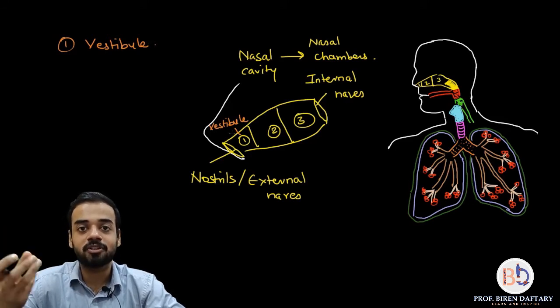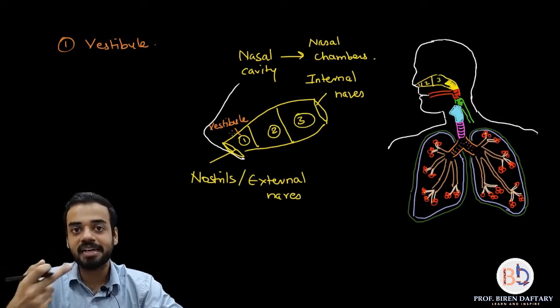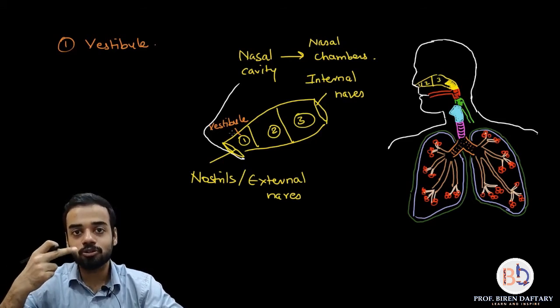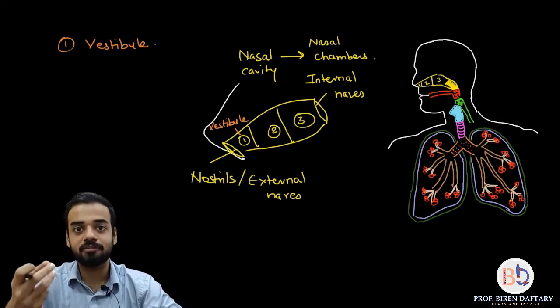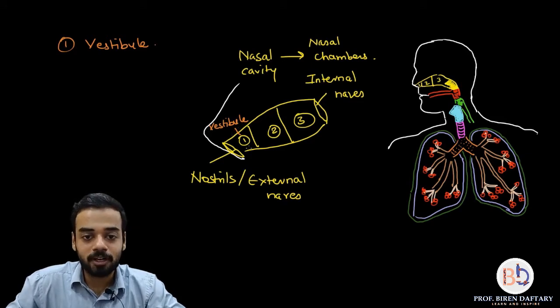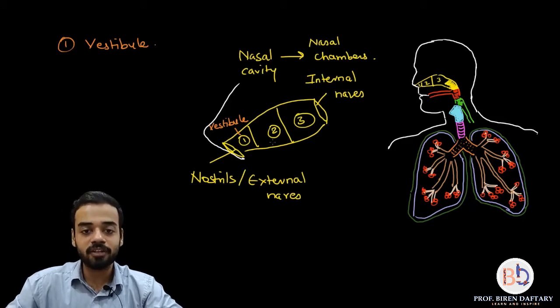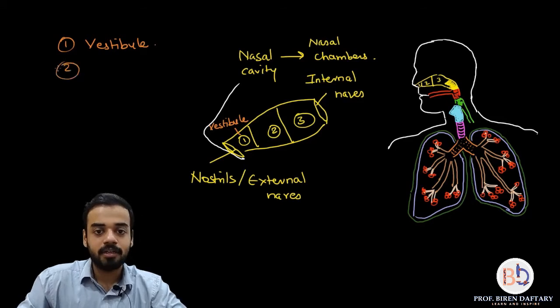And what is the function of hair? Hair basically traps the dust particles. So when you breathe in air, whatever dust particles are coming in, they are trapped by the hair. Also there is some amount of mucus which is present, which helps in trapping of the dust particles. So this first part, which has hair and helps in trapping of dust particles, is called the vestibule.